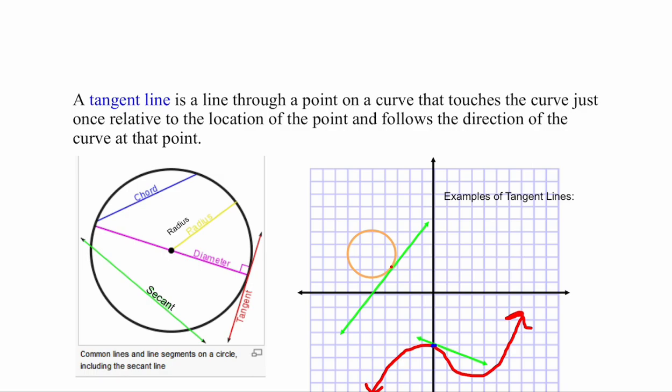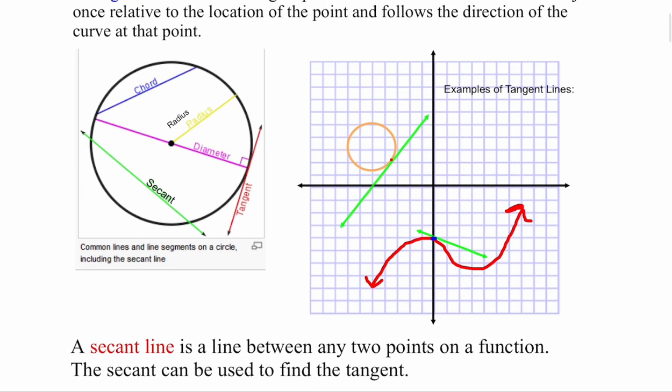Anyway, so these are examples of tangent lines, but a secant line goes through a point. So if I wanted a secant line between these 2 points on the graph, I just connect them. So you have to know the language.